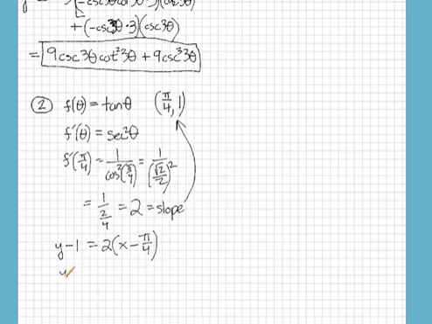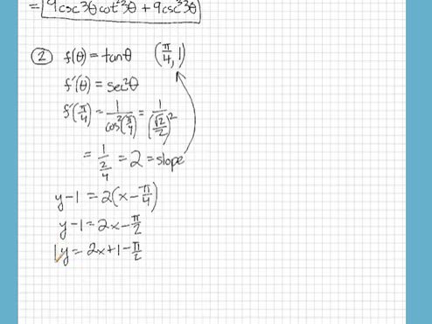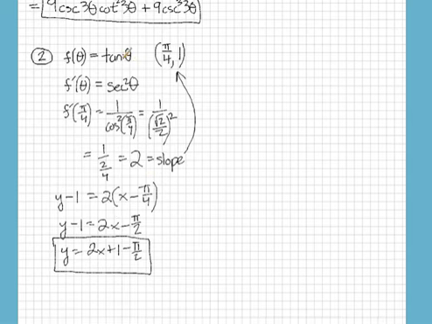So then we distribute the 2, and then we'll add the 1 over. So we get 2x plus 1 minus pi over 2. Alrighty, so there is our answer for the second one. That's the tangent line of this function here going through this point right here.